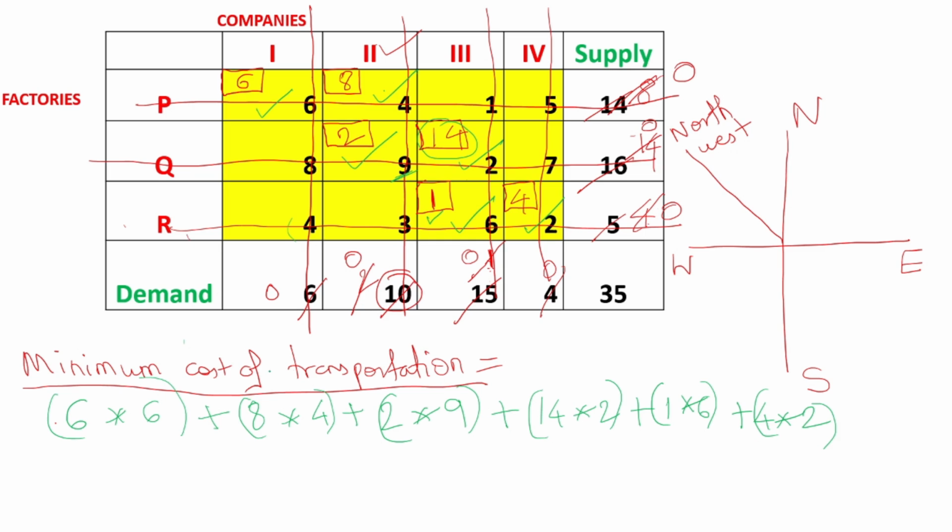Done. So now we have total 6 cornered rectangles. So all 6 are taken. So now calculate. 6 into 6 is 36. 8 into 4 is 32. 9 into 2 is 18. 14 into 2 is 28. 6 into 1 is 6. Plus 4 into 2 is 8. If you add all this thing, you will get the answer as 128. So solution for this problem is 128. So minimum cost of transportation using northwest corner method is 128.